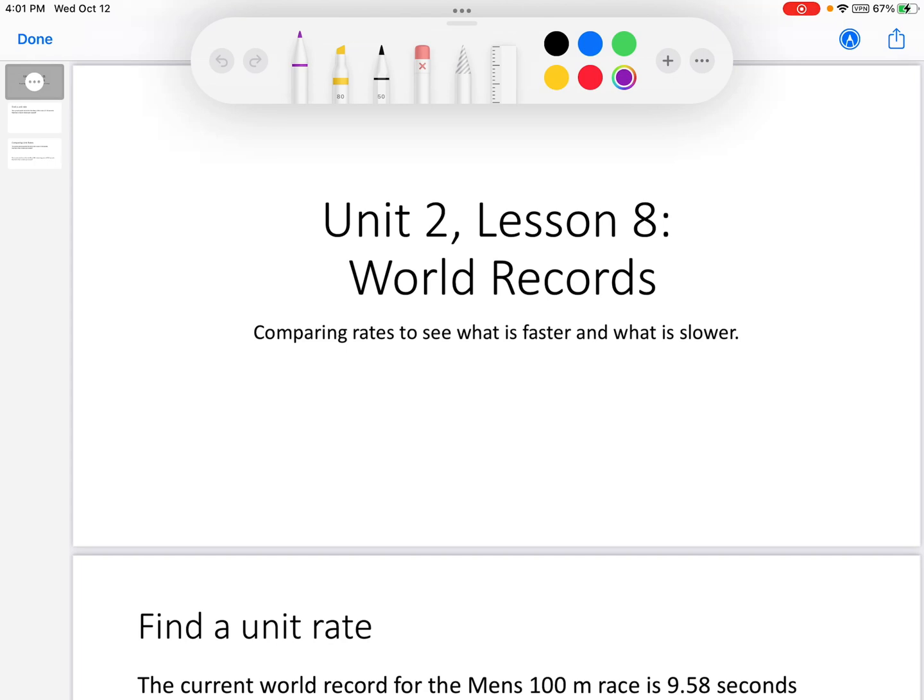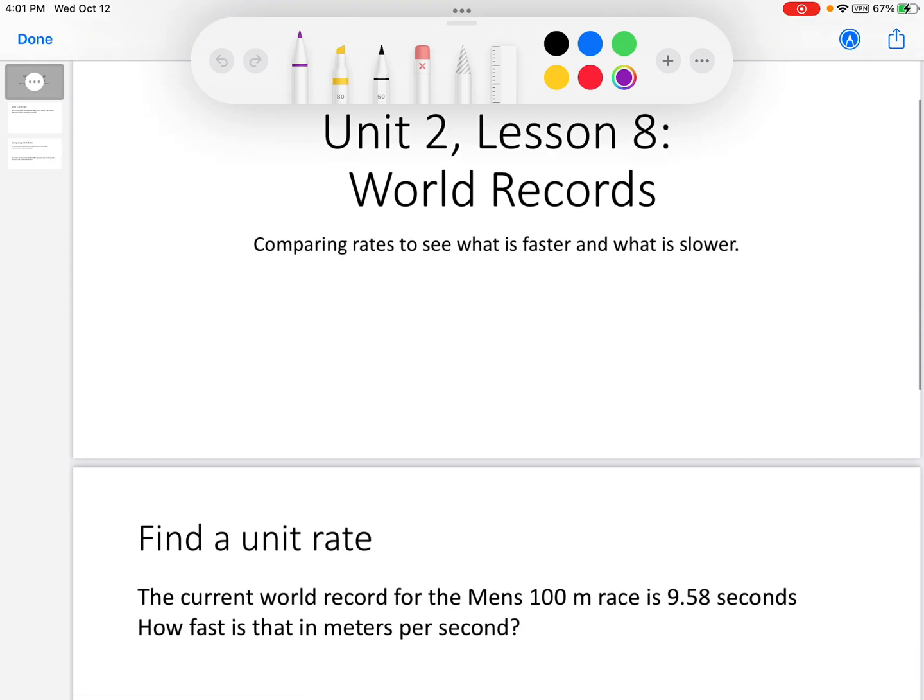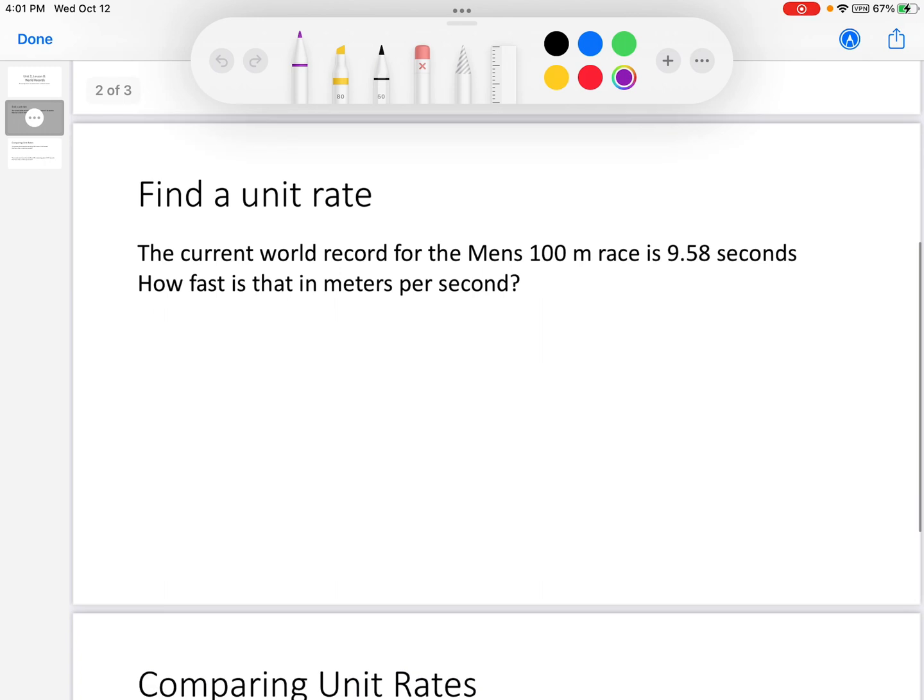The main goal of this lesson is to get you to compare rates to see which is faster and what is slower. So we're looking at some numbers, and we're figuring out how to find a unit rate and then comparing those unit rates to see which is faster and which is slower. So first, how do you find a unit rate?